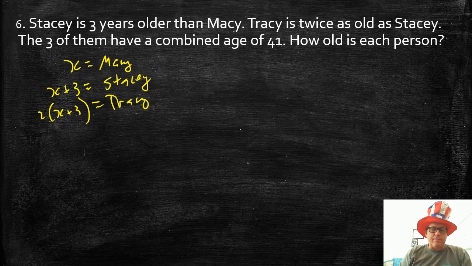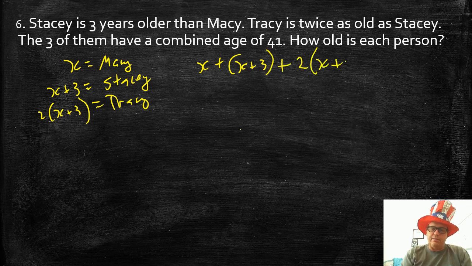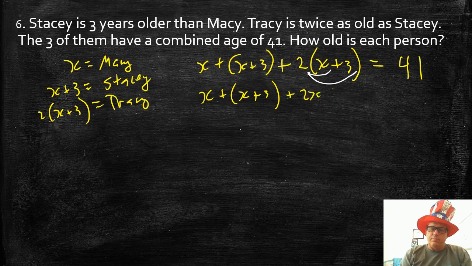So now I can set up my equation, right? Macy plus Stacy plus Tracy, the combined age of 41. Add the 3 of them together. Now, what are we going to do this time? Well, we might want to expand our bracket first before we do anything else. So I have X plus 3 plus 2X plus 6 equals 41.